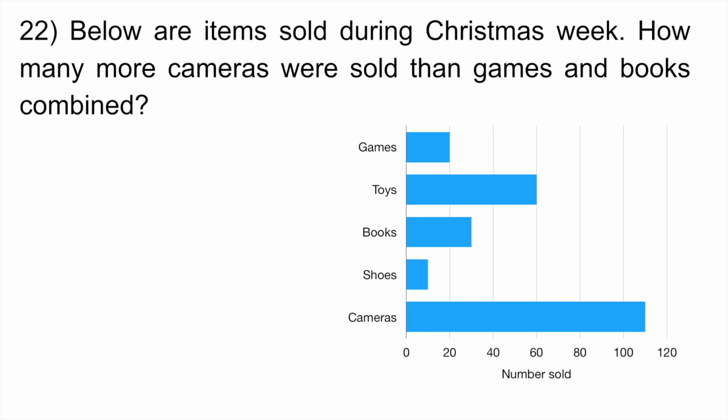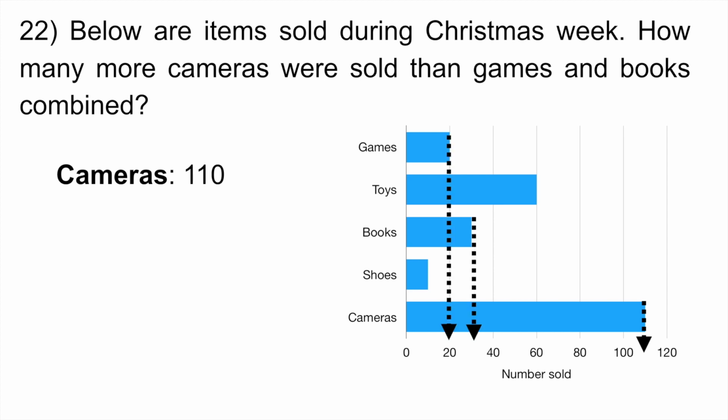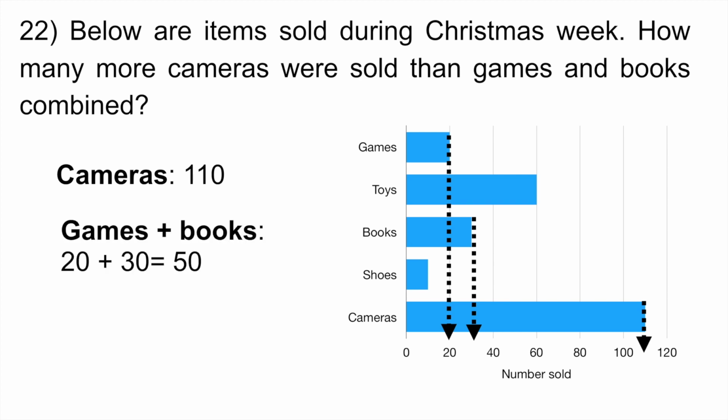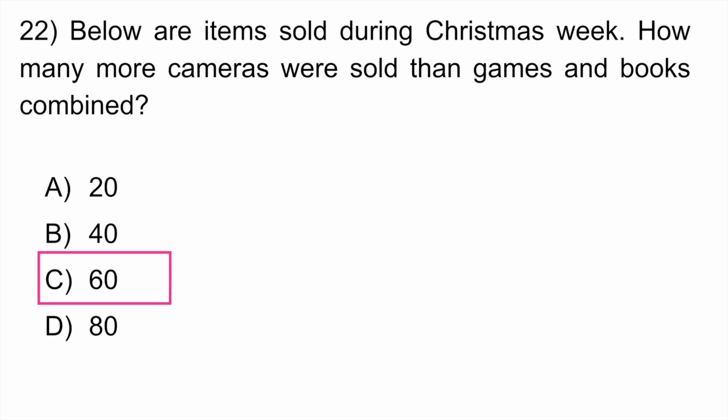In the question they ask you how many more cameras were sold than games and books combined. If we look at cameras, it's probably 110. We're going to take an educated guess. And then games, we have 20, and books, we have about 30. We'll add those two together. You can see that games and books add up to 50, and then you have cameras at 110. So all you have to do is subtract these numbers from each other, and you end up with 60. So your correct answer is C.